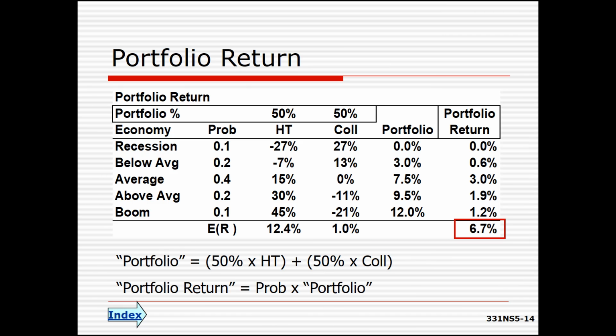On the previous slide, we used the expected returns for each asset that we had already computed. Looking at an alternative method here, step by step. First, we calculate the return during a recession of a portfolio of 50% high-tech, 50% collections. Then repeat the calculations for each state of the economy. Then we multiply those results times the probability and sum the results. That's our portfolio return, same as we found with the first method.